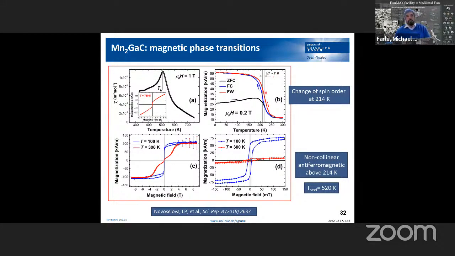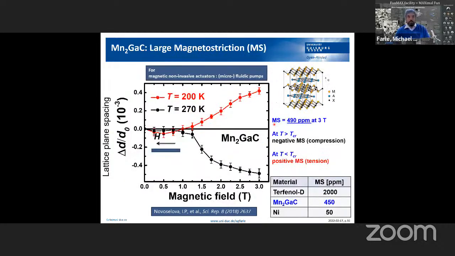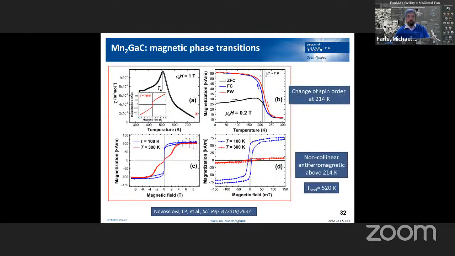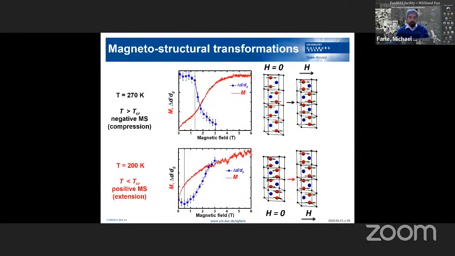So now, what does that mean? We were measuring the magnetostriction at 200 and 270 Kelvin. Let me just go back. So 200 and 270 Kelvin is just around this phase transition. So what's going on there? Here we are in what we find as an antiferromagnetic non-collinear state, and here it's more a ferromagnetic state. These are details which I don't want to go into.